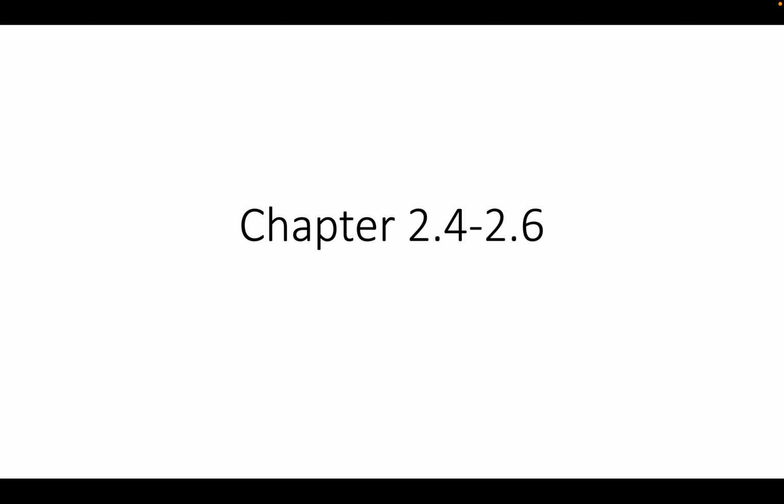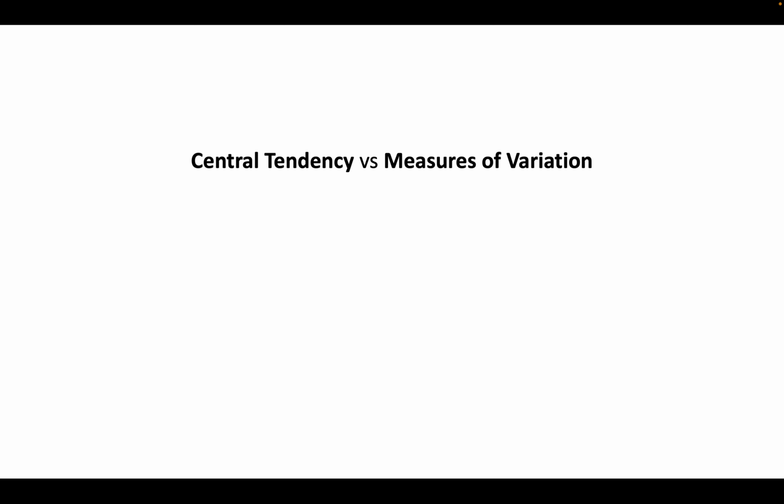We will review the material for chapter 2.4 to 2.6. In the first part of chapter 2, we learned about central tendency, and in the second part of chapter 2, we learned about measures of variation.